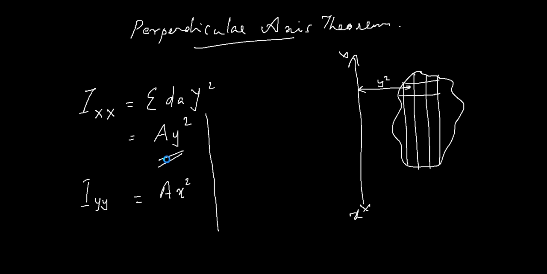Now for the perpendicular axis theorem, what we are saying is, if you know the moment of inertia of an area about two axes which are mutually perpendicular to each other, then the moment of inertia of the same area about a third axis which is perpendicular to both these axes will be the sum of the moments of inertia of the area about the other two axes. You may be slightly confused, so let me write it. If you know Ixx and Iyy here, then Izz is equal to Ixx plus Iyy.